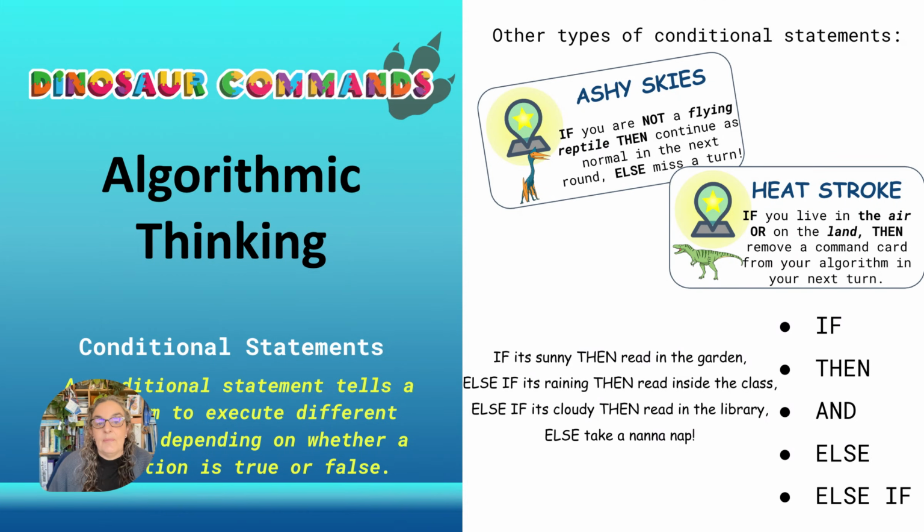Another way of exploring this is that there are different types of conditional statements. We have if, then, and else if. A good way to remember this is the text at the bottom there that you can see. If it's sunny, then read in the garden. Else, if it's raining, then read inside the class. Else, if it's cloudy, then read in the library. Else, take a nana nap.